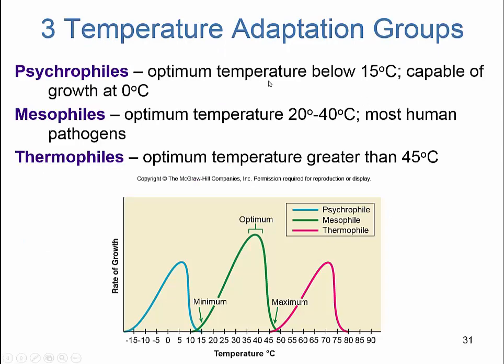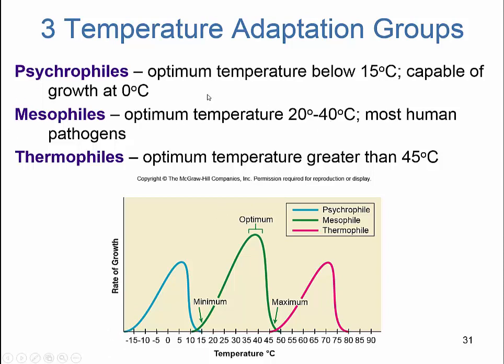And so, there are certain microbes that have been carefully adapted to live in very cold temperatures. These are called psychrophiles. Psychrophiles are pretty happy anywhere between 15 degrees and negative 15 degrees, and they're capable of growth at 0. In this case, the optimum temperature for these is 15 degrees Celsius, but they can still grow with a minimum temperature of negative 15.